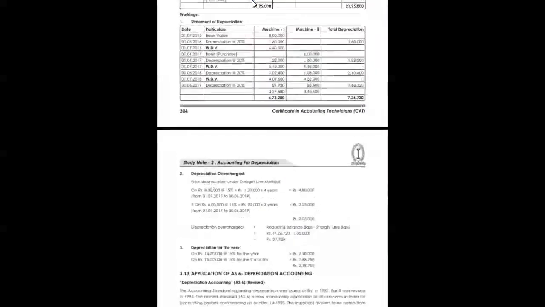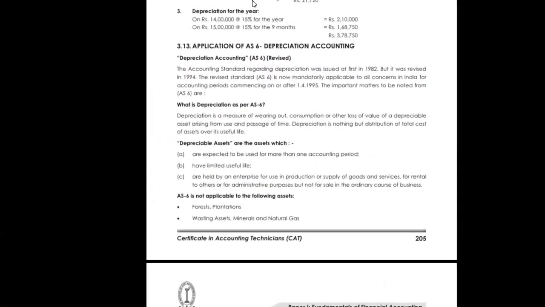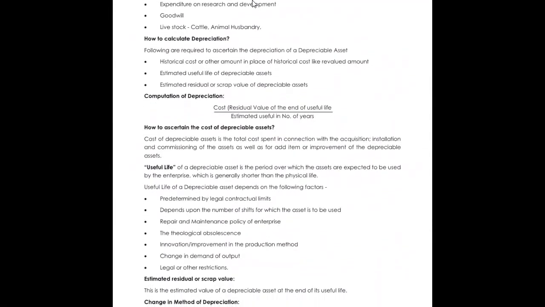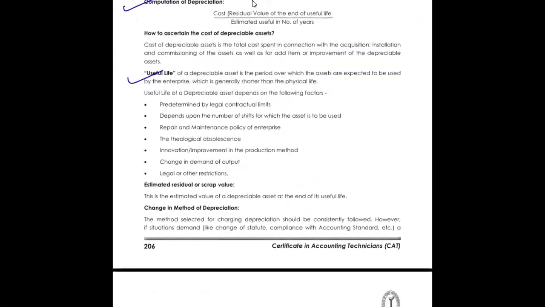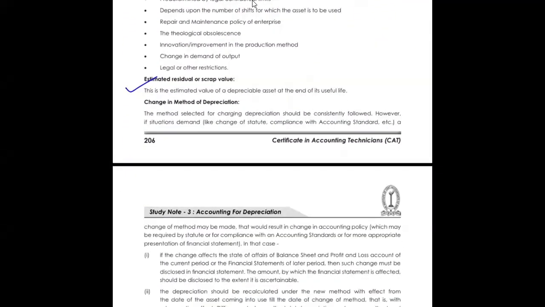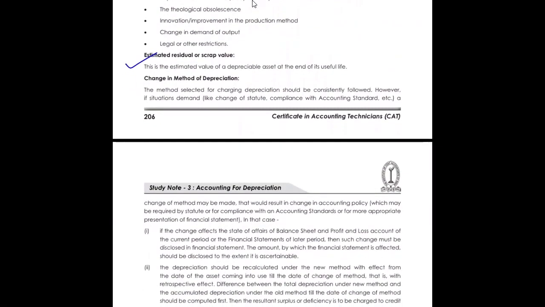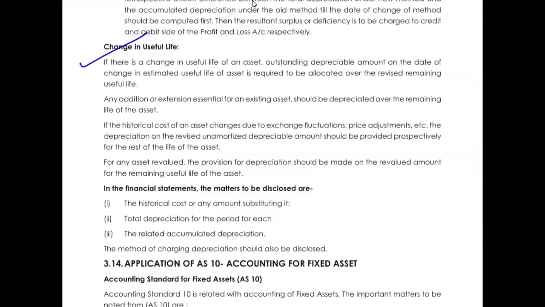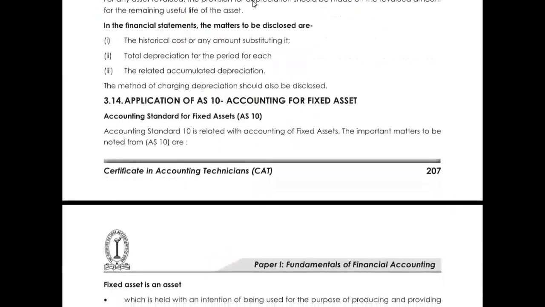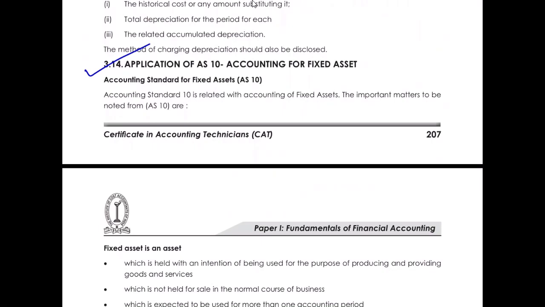So that was the last topic of this. And after this, everything you have already covered. This is the theoretical part: what do you mean by useful life, the formula for depreciation, estimated residual value or scrap value, method of depreciation, change in useful life. Okay, change in useful life. I have given you one example today itself that we have done. If the life is changed, we can consider that change as a prospective change. And then there is AS 10, which is called accounting for fixed assets.